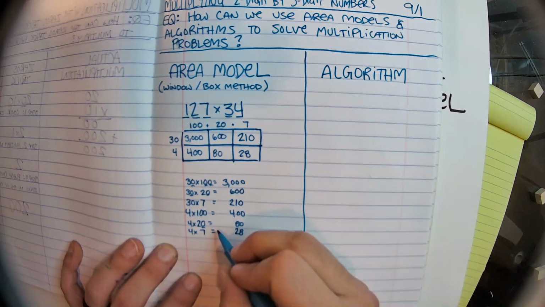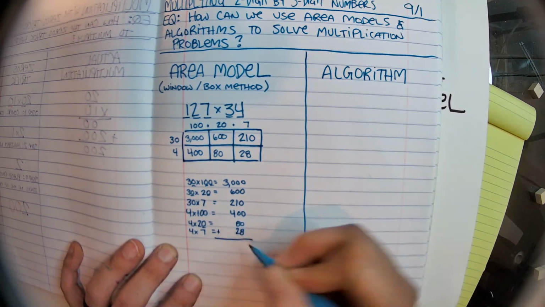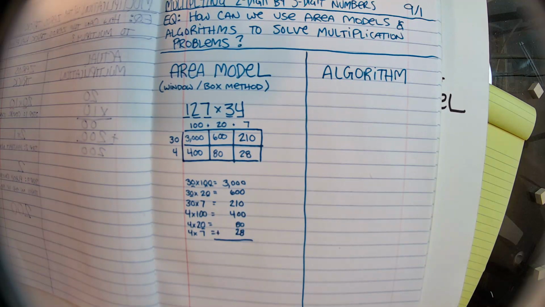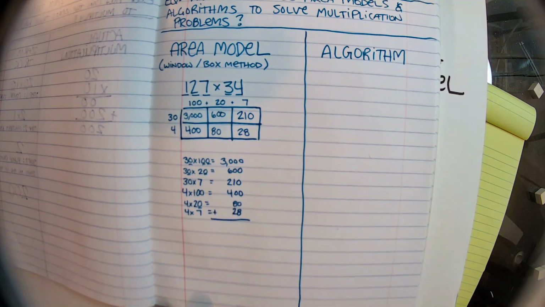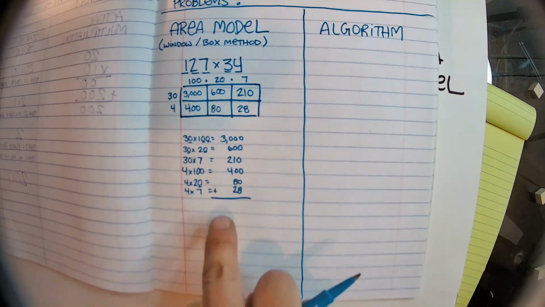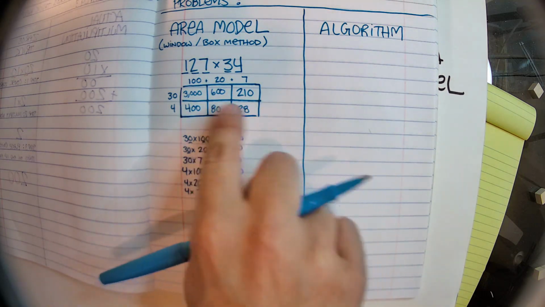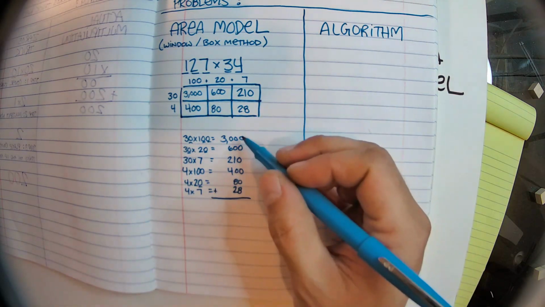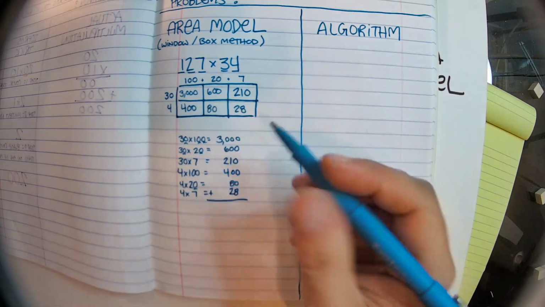All right, so now what I need to do is add all of these numbers. If for some reason you don't have the place values lined up, you want to rewrite these numbers right here so they're all lined up. Remember that they have to be all the way to the right, okay?